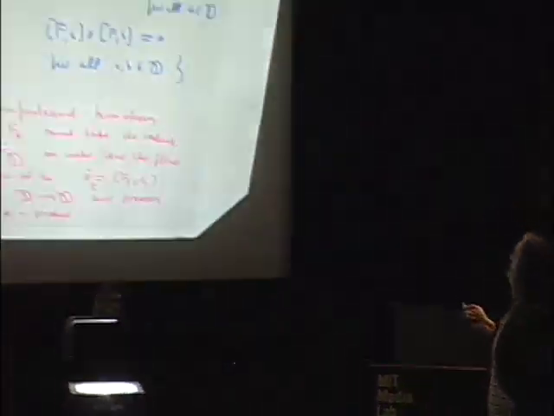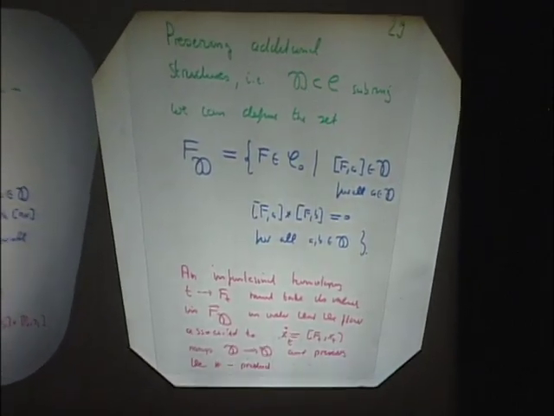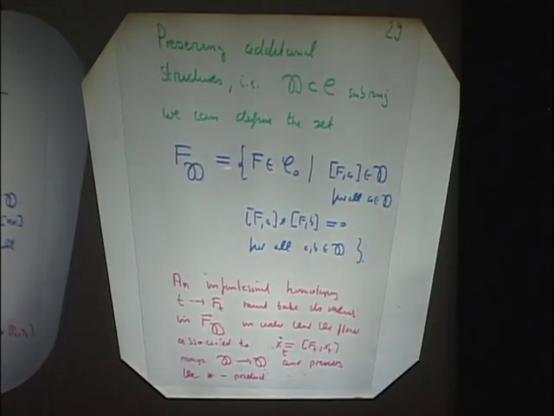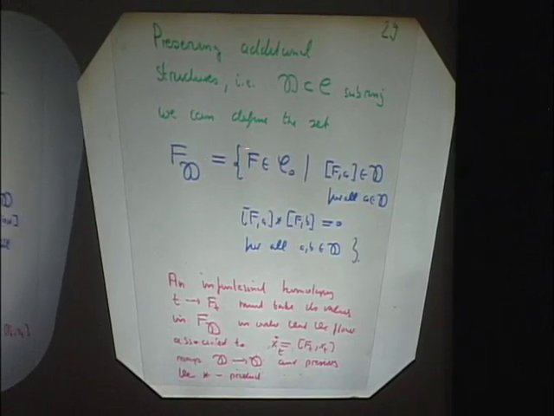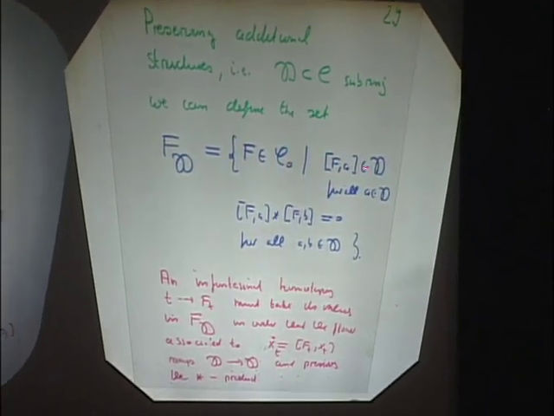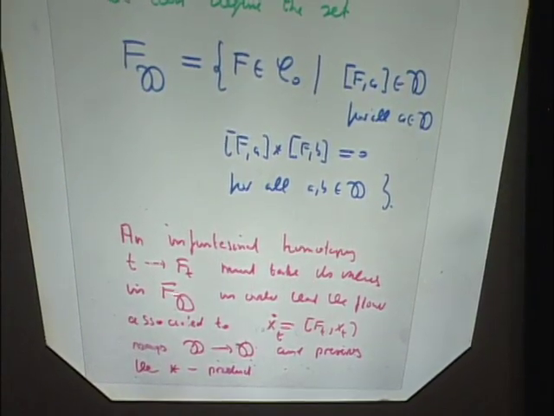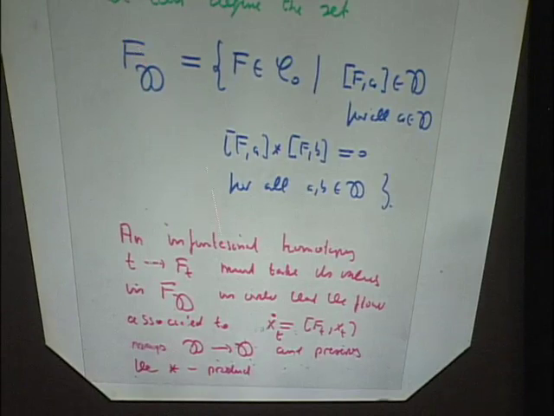So you are given a subring of the space of all functions, which encodes certain symmetries, and then you consider all functions f on the graded 0 level, which have this property here. And an infinitesimal homotopy must take values in this thing in order that the flow associated to this maps D into D and preserves the star product. And you can study this.